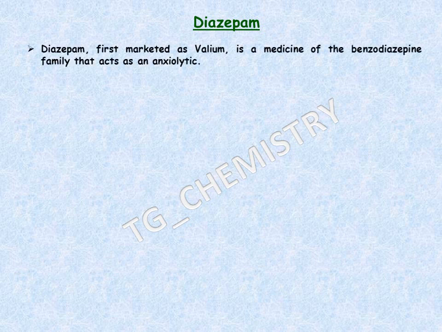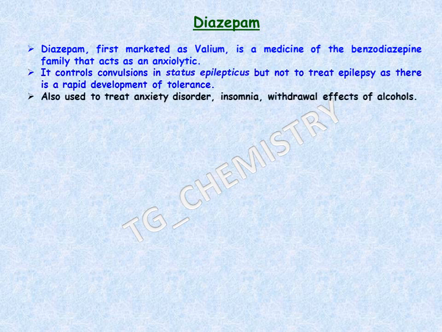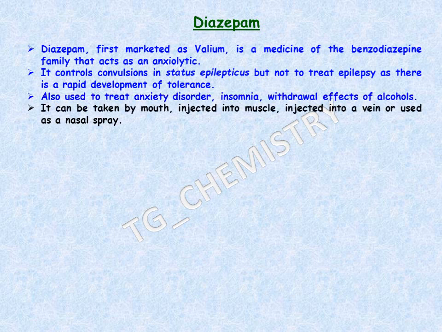Now, the last drug molecule of the extensive list is diazepam. Diazepam, first marketed as Valium, is a medicine of the benzodiazepine family that acts as an anxiolytic. It controls convulsions in status epilepticus. However, it is not used to treat epilepsy as there is a rapid development of tolerance as found in patients. It is used to treat anxiety disorder, insomnia, and withdrawal effects of alcohol. It can be taken by mouth, injected into muscle or vein, or can be used as a nasal spray. So these are more or less the applications of diazepam.